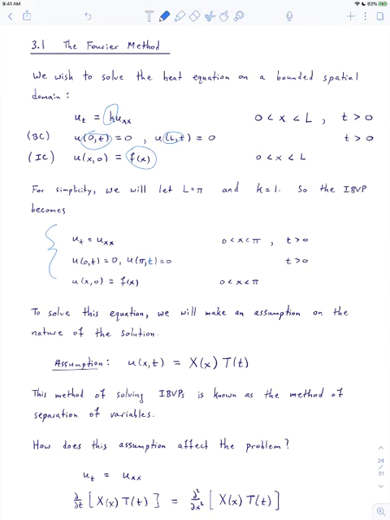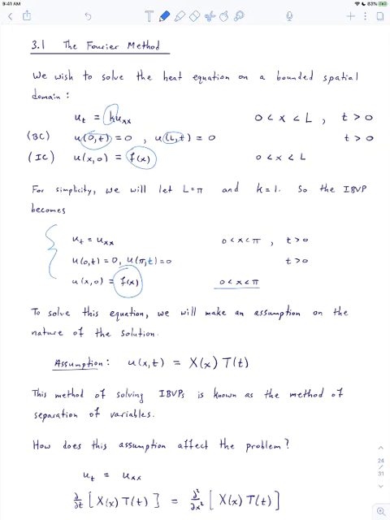So we're imagining that for all time, at the endpoints, the temperature is held at a constant 0. And again, our initial temperature at each point is given by this function f for x in the domain. This is a bounded domain. We're imagining that the length of the rod is pi units, and we chose pi just to make the computations a little simpler later on, as you'll see.